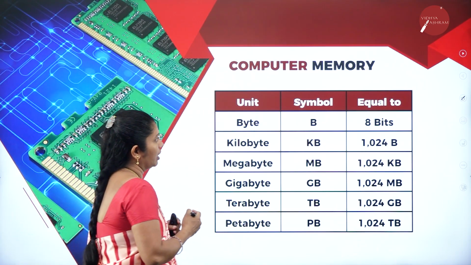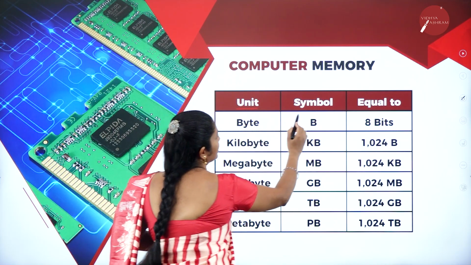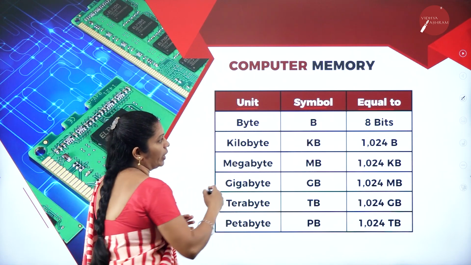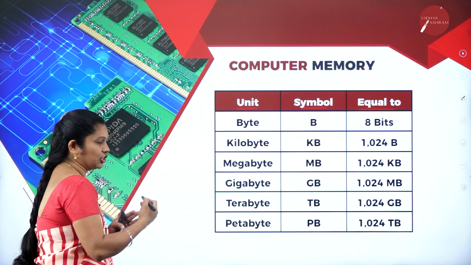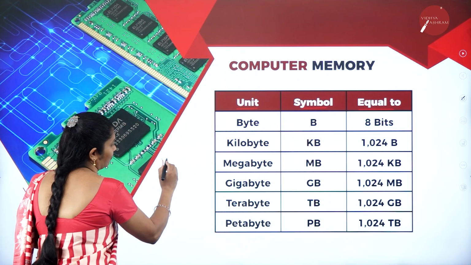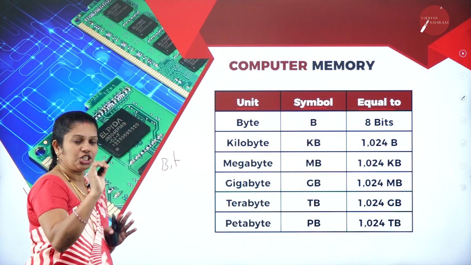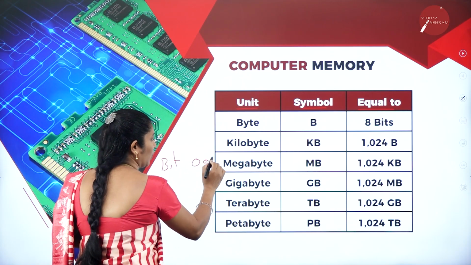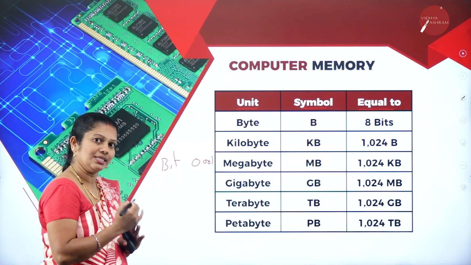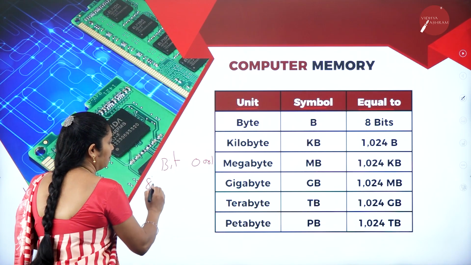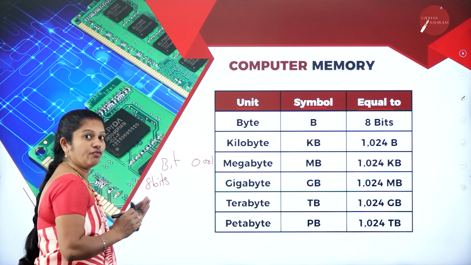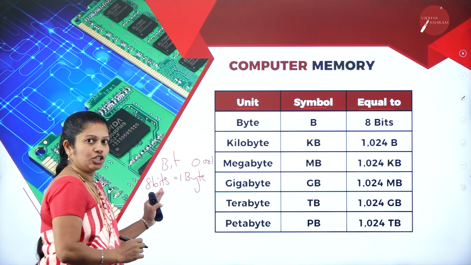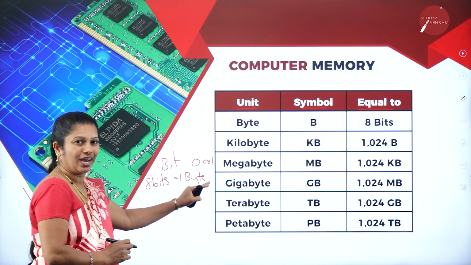When we come to computer memory, consider we have units, symbols, and what exactly each is equal to. First, the bit. A bit is the smallest individual unit which we give to the computer, where it may be 0 or 1. 0 or 1 I call a bit. The collection of 8 bits is called 1 byte.